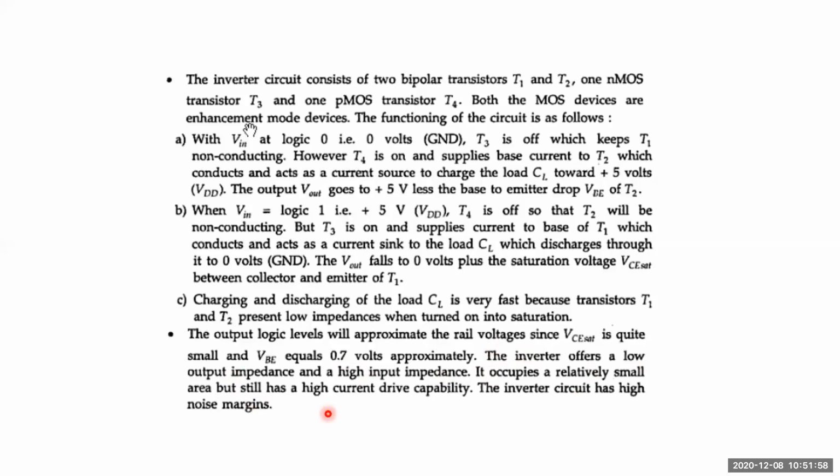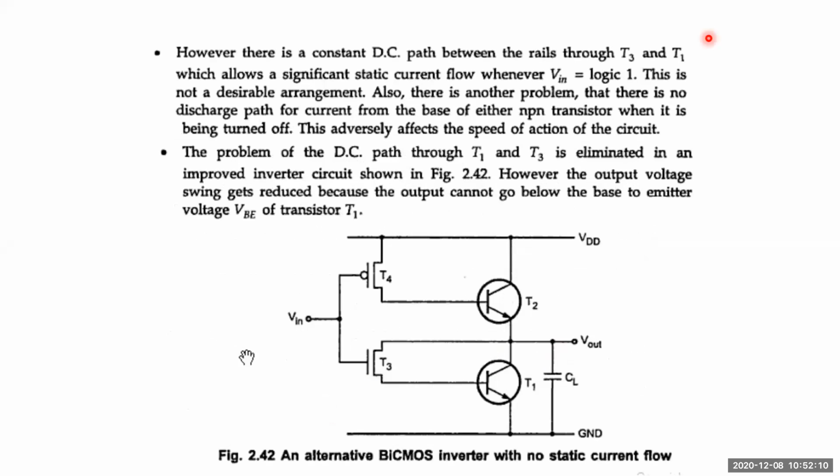Noise margin means the BJT will have a very high noise margin. And since we are using the BJT in the BiCMOS structure, it will have a high noise margin. And this is another structure, an alternate BiCMOS inverter.